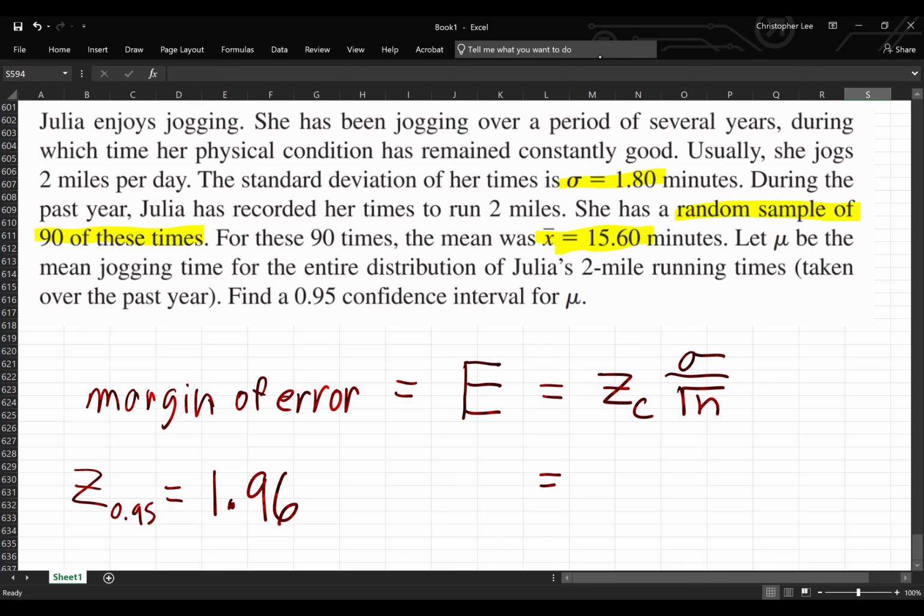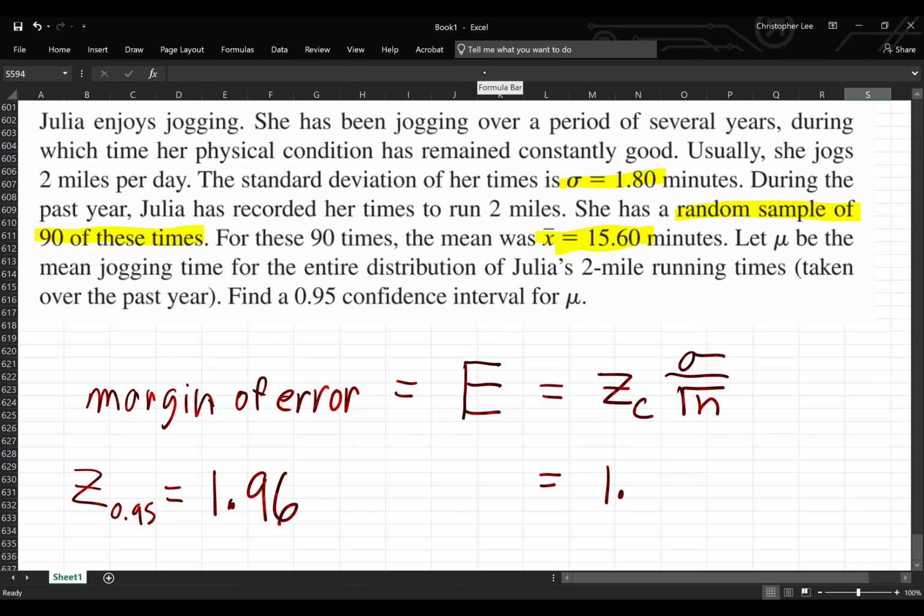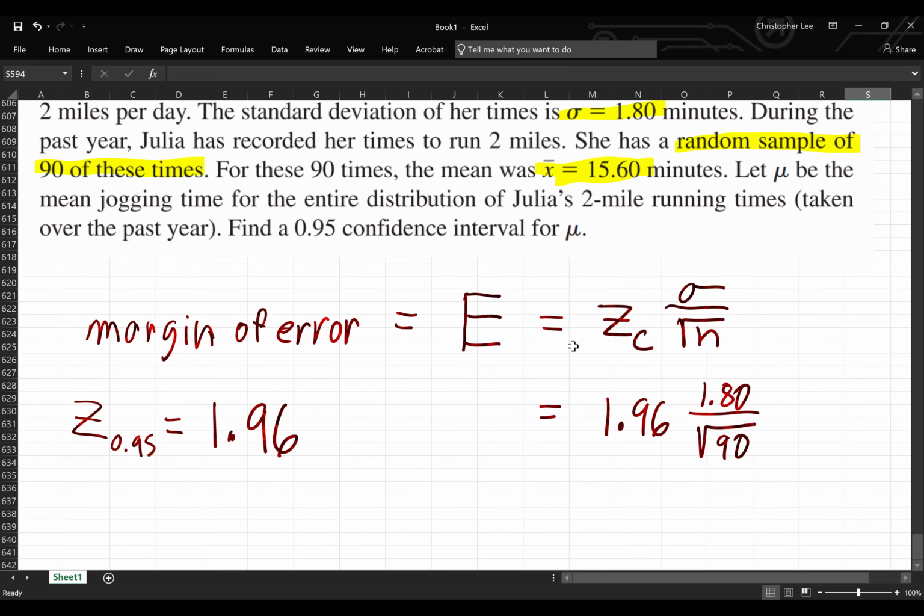So 1.96 times 1.80. When you say square root of 90, you want me to do like what times what equals 90? No, use the square root button on 90. Just turn it sideways. Yeah, that one. So 90 and then square root. That's 9.48. So I'm doing 1.96 times 1.80 divided by 9.48, correct? And that's 0.36.